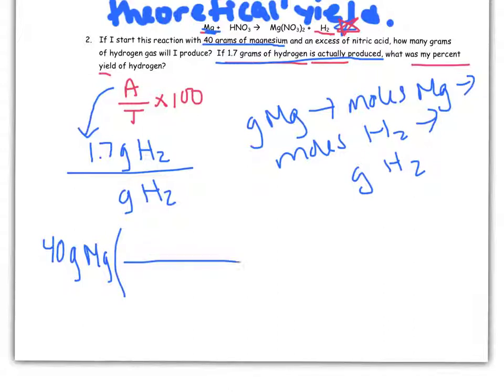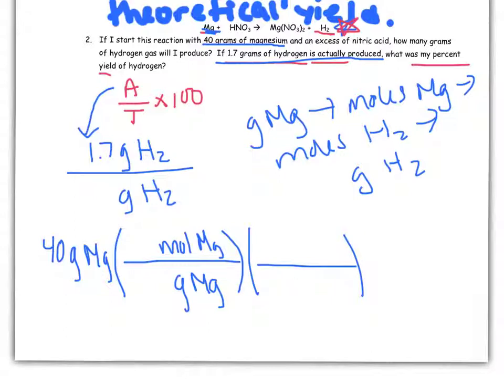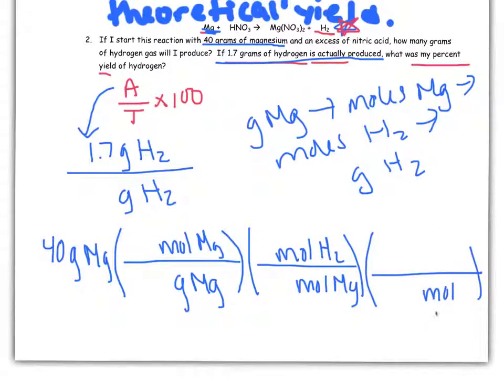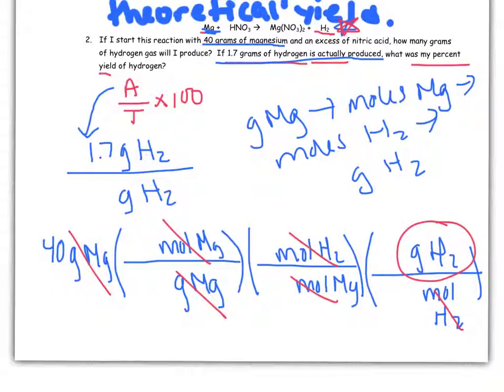So I gotta do grams of Mg, moles of Mg, moles of Mg to moles of H2, and then moles of H2 to grams of H2. So cancels, cancels, cancels, cancels, cancels, cancels, and that's what I want. So now I fill in the numbers. 1 mole, and magnesium, I don't remember the molar mass. I had to look it up. 23.4 grams on the periodic table.